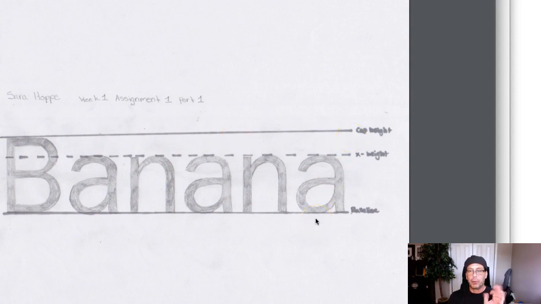So really the most important thing here is that the baseline, the mean line, and the cap line are all perfectly parallel. Now I know the instructions say you can't use a straight edge, but I'm okay if you need to use a straight edge to ensure that those lines are perfectly level and parallel. To me, it's more important that you get a good, solid foundational start with a level baseline, mean line, and cap line than it is for you to try to get those without using a straight edge. So if you need to use a straight edge, I'm okay with that.